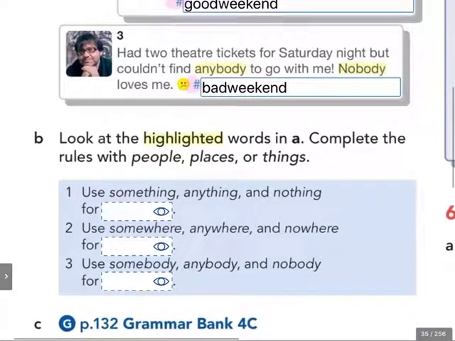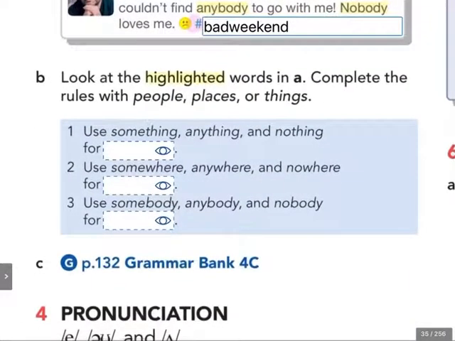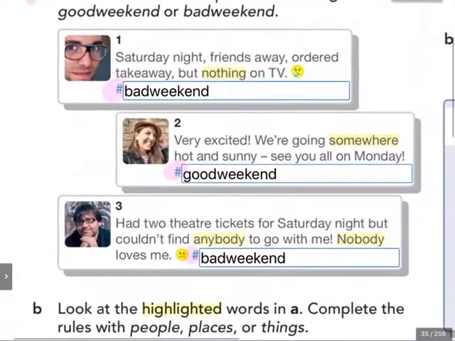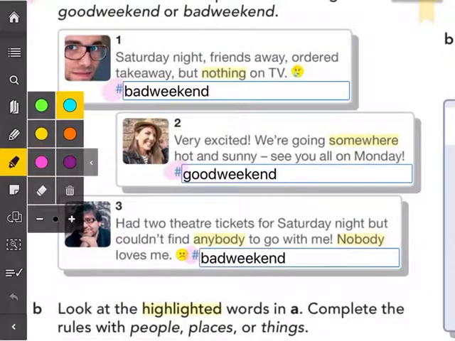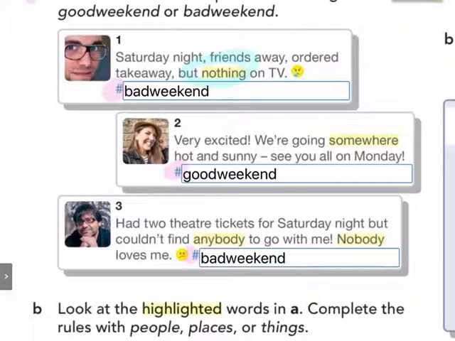Now, let's move on to letter B. Look at the highlighted words in A and complete the rules with people, places, or things. So let's look at the words. First of all, we've got, can you see? We've got nothing, we've got somewhere, we've got anybody, and we've got nobody. Can you see these highlighted words?